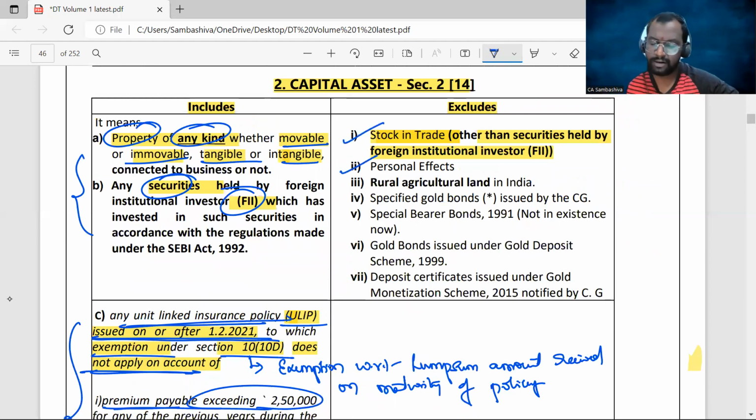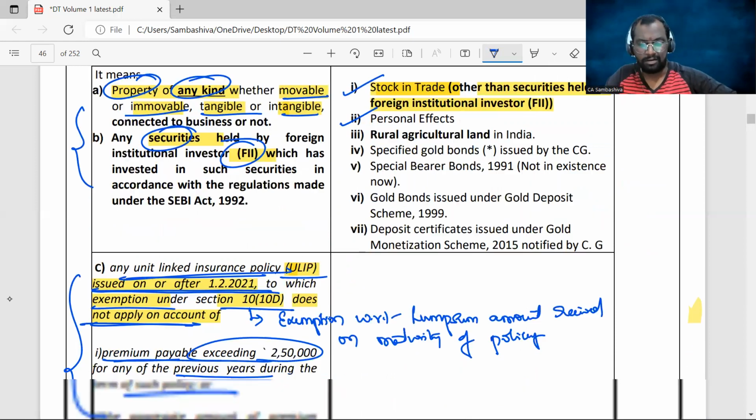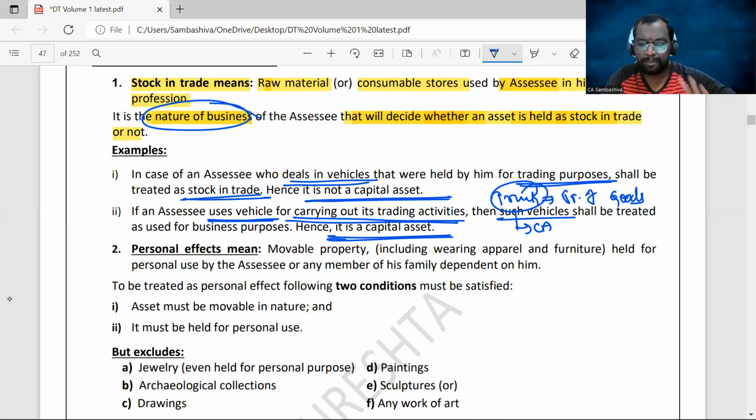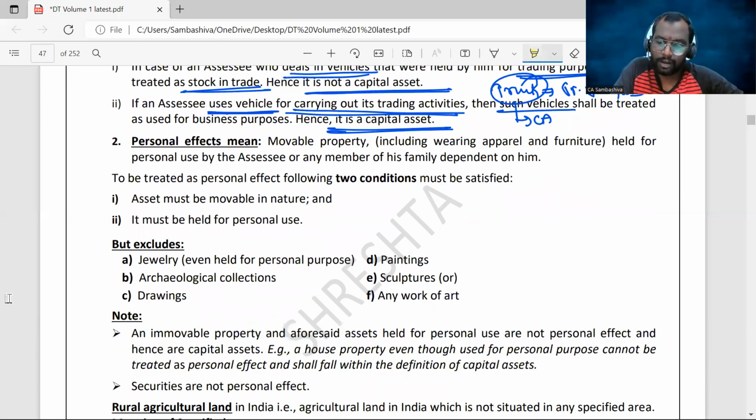Completed. Now the second one: capital asset excludes personal effects. So what do you mean by personal effects? Look here. Personal effects means movable property.